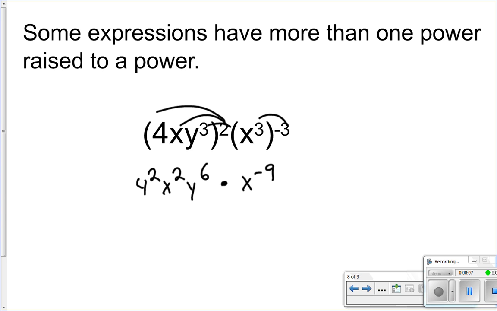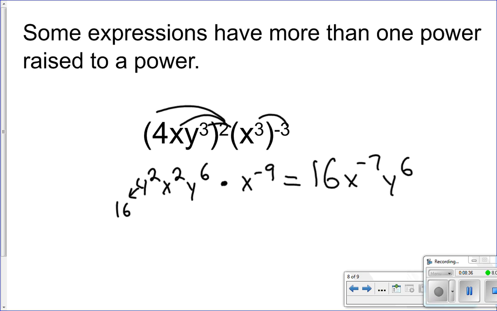Now, I have a multiplication problem, and notice I have an x and an x. Even though this x is in this term, I can still combine these because it's a multiplication problem. So I do 2 plus negative 9 is negative 7, and 4 squared equals 16. So I get 16 x to the negative 7th y to the 6th.